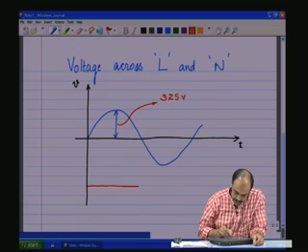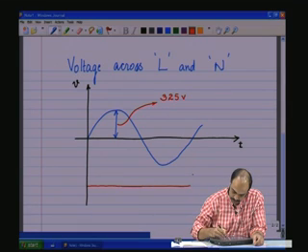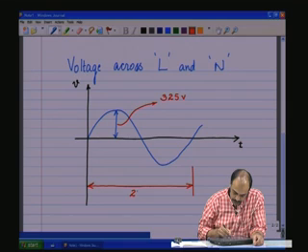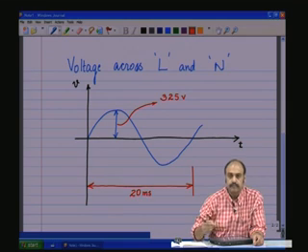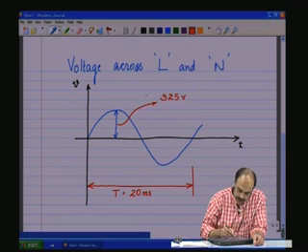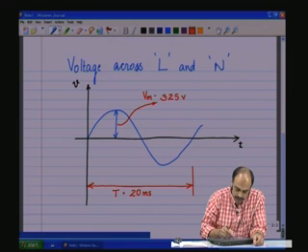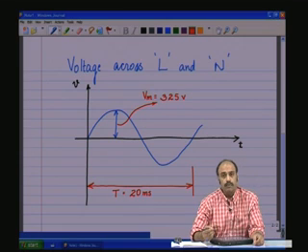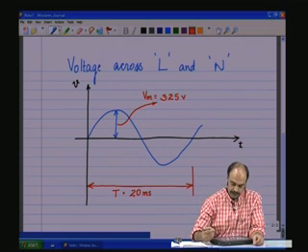And the time period is fixed at 20 milliseconds. So, this is the time period which is fixed at 20 milliseconds, and this is the maximum, the peak voltage, which is set at 325 volts. So, this is the specification for the wall outlet voltage waveform in our country and most of the European countries.